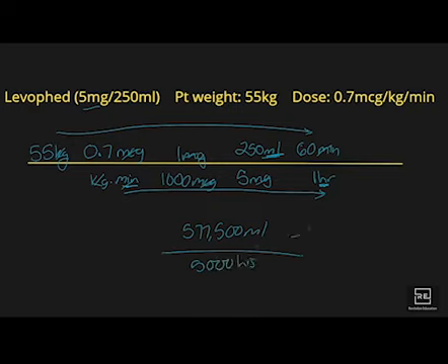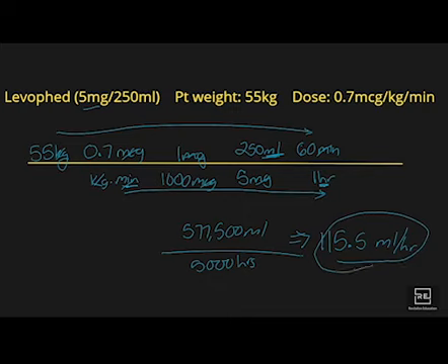Now that's pretty sloppy, and we can convert that further. If you divide that down, you end up getting 115.5 mLs per hour. So that's what your pump should be running at. Now, we have the exact same dose and weight as before, but our concentration was different. So this is a great example.